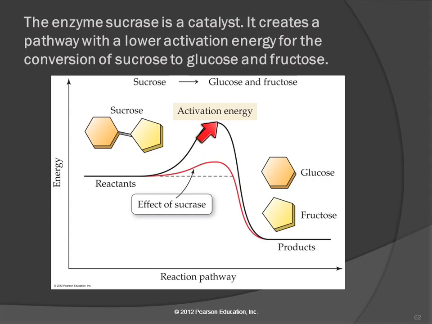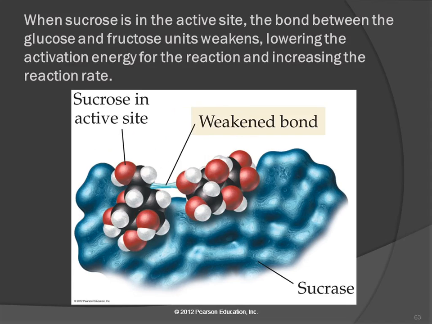Well, there's an activation energy. There's a bond here. And that bond takes energy to break. What sucrase does is it lowers the activation energy and makes it easier for the bond to break. And so it speeds up the reaction of breaking the sucrose into its monosaccharides, glucose and fructose. And here's an illustration.